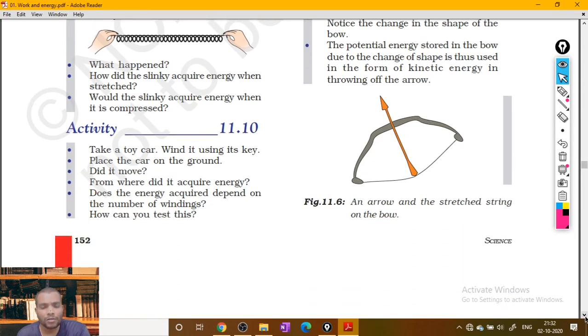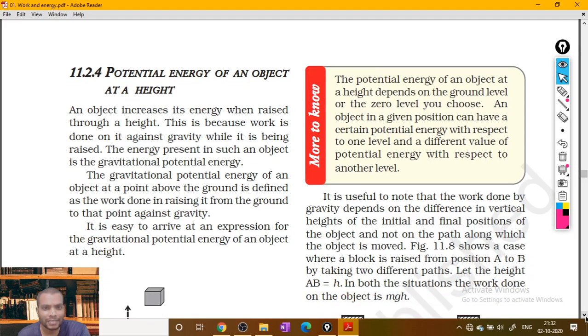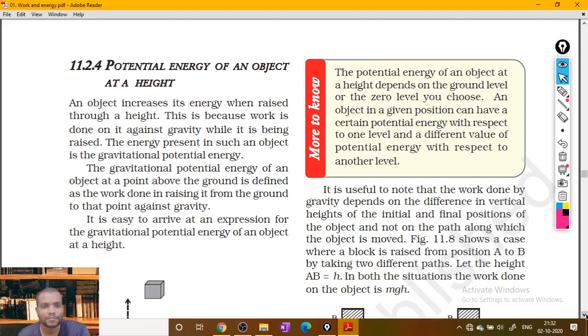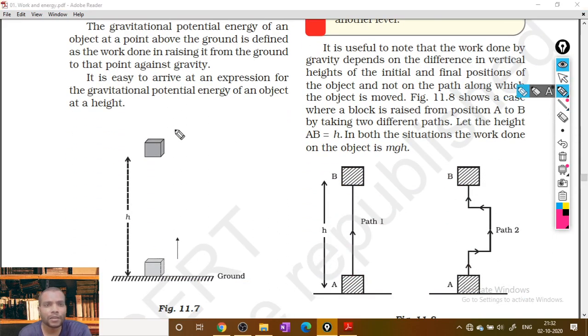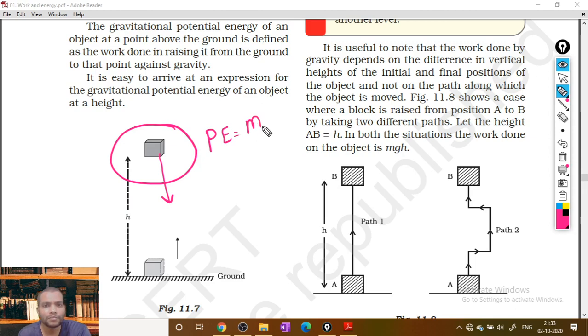So potential energy is also defined in terms of height. Potential energy of an object due to height. If an object is at a certain height above the ground, because of acceleration due to gravity, this object has potential energy. The potential energy formula we express as mgh.